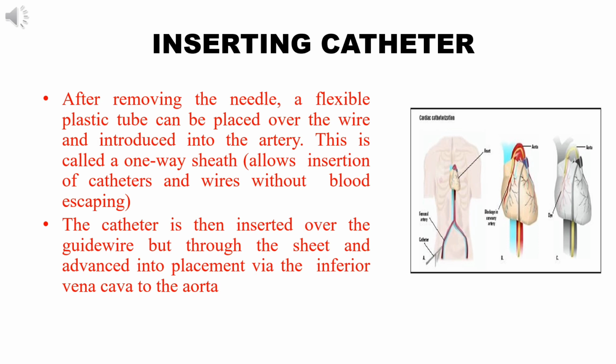After removing the needle, a flexible plastic tube can be placed over the wire and introduced into the artery. This is called a one-way sheath, which allows the insertion of catheters and wires without the blood escaping. Then the catheter is inserted over the guide wire through the sheath and advanced into placement via the inferior vena cava to the aorta.